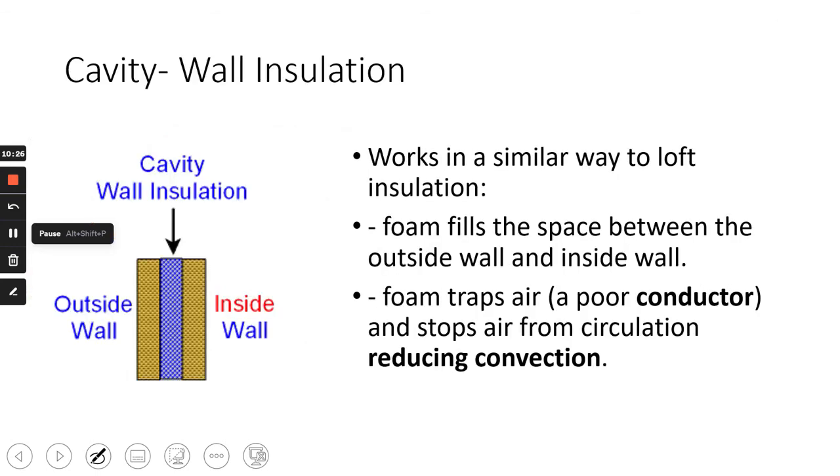Okay, we're now going to look at cavity wall insulation. As we can see from the image, the outside wall and the inside wall have a gap between them. This is known as the cavity. But we can fill this space with foam, and this foam traps air, which is a very poor conductor, and also stops air from circulating, reducing convection. So the cavity wall insulation stops heat energy loss by conduction and convection.